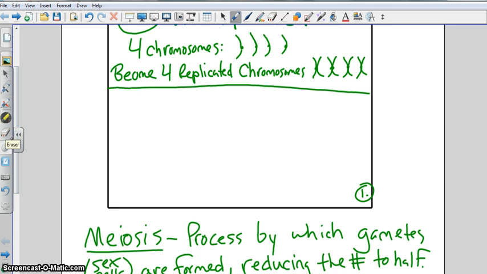Technically, that's not the first step of meiosis. That's just what we got to do to get there. We got to replicate the DNA. So the first step of mitosis is what? Prophase. The first step of meiosis 1 is prophase 1.